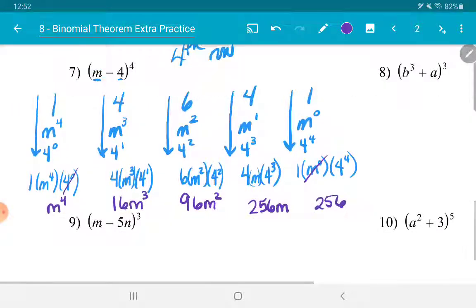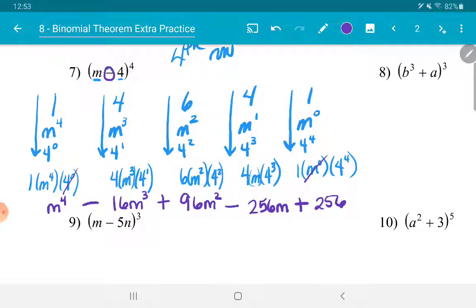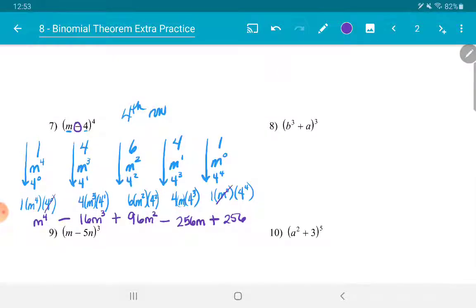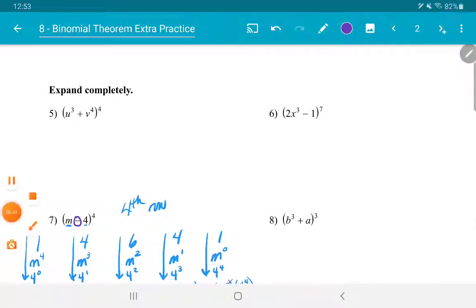Now we have to worry about signs. If we had a plus sign in this parentheses, everything's positive. But we don't. We have a subtraction sign. So you alternate signs. The first one is always positive, minus, positive, minus, positive. If you do it this way, you don't have to really worry about signs because you just put your terms down and then the first one's positive, second one's negative, third one's positive, and so forth. If it's plus in the parentheses, everything's positive. Try and do a couple of them in here and see how you do, and then I'll do another couple of videos.